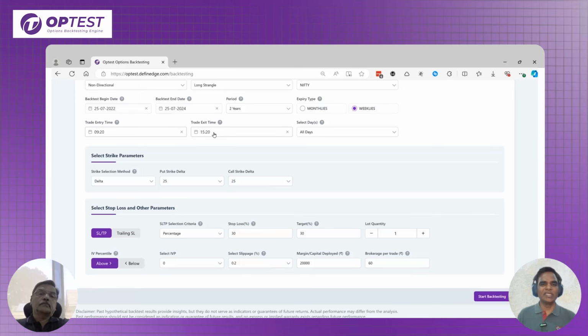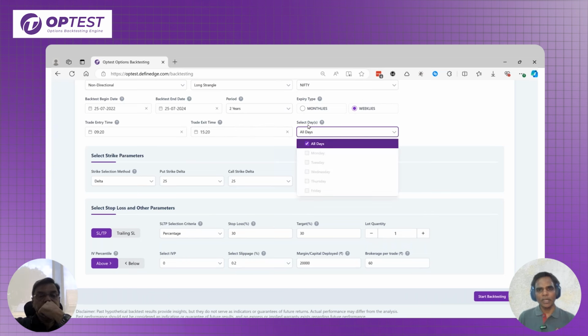And then what is the exit time? 3 o'clock, 3:20, 3:10. It's totally up to you. You can simply click and choose. It will be a 5-minute interval, so you can choose which time point you want to select within that interval. And then here you have hours selection, so you can also select the hourly, whichever you want, to exit or enter.